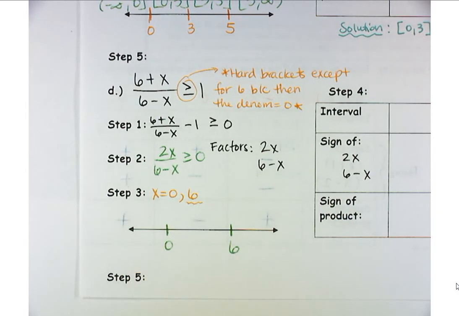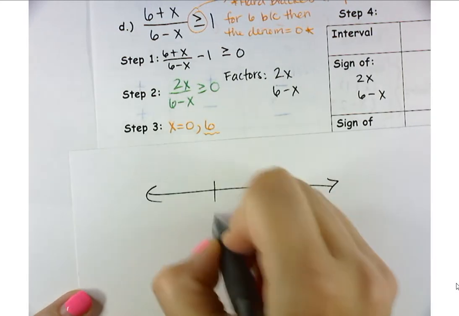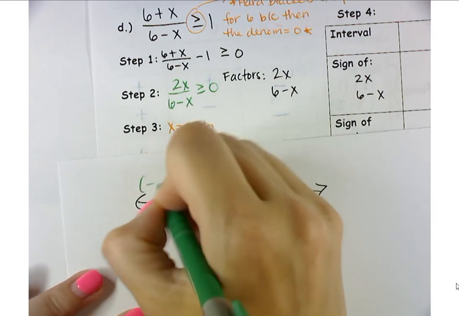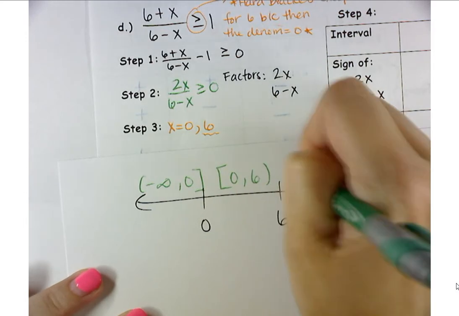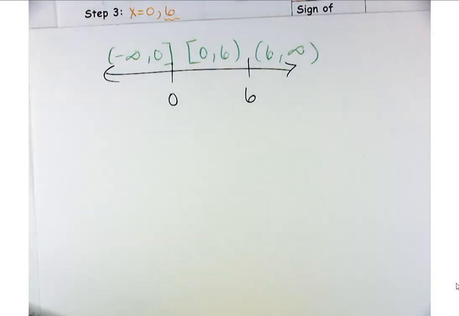Oh, and then I'm also going to show you, I told you I'd show you how to do this on your homework paper so you don't have to keep writing out the chart. Okay, so you'd have 0 and you'd have 6, and then you would do your intervals. So negative infinity to 0, 0 would be the hard bracket, 0 to 6, 6 is going to be the soft. And then from here, you can just do your chart.